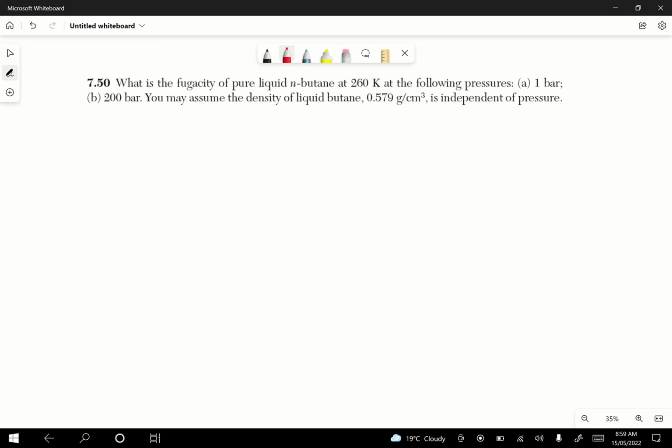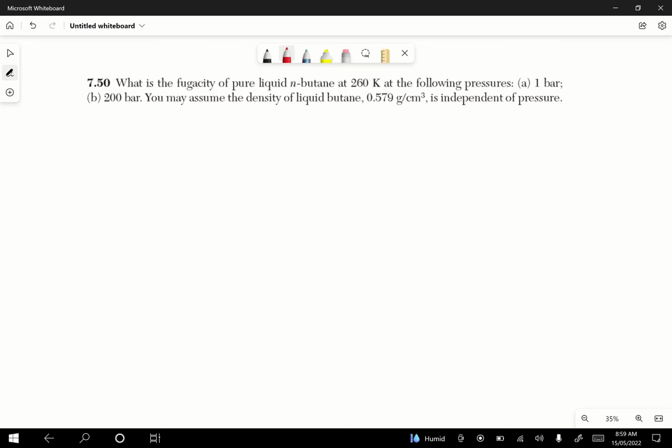So what is the fugacity of pure liquid N-butane at 260 Kelvin at the following pressures? Part A is 1 bar and part B is 200 bar. You may assume the density of liquid butane, 0.579 gram per cubic centimeter, is independent of pressure. That means it does not change with pressure.